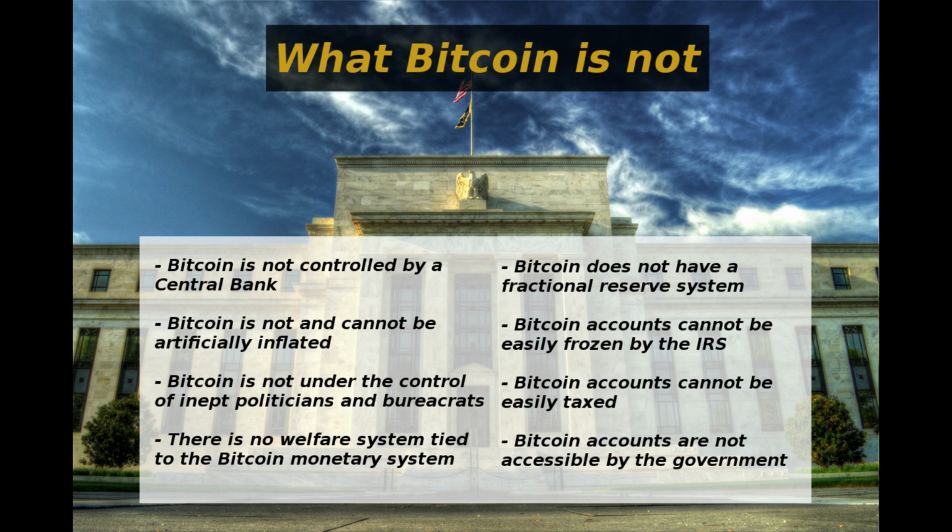And then next, Bitcoin accounts are not accessible by the government. As it stands right now, the government has records of all your monetary activities, and that's nuts. George Orwell would be spinning in his grave if he knew about this. Like, they literally know absolutely everything you've ever done with your money, and that should never happen.